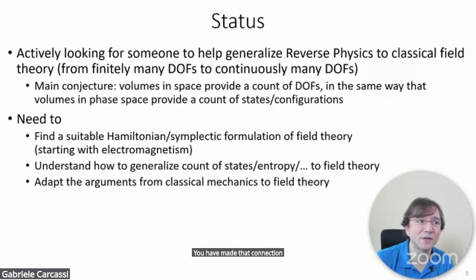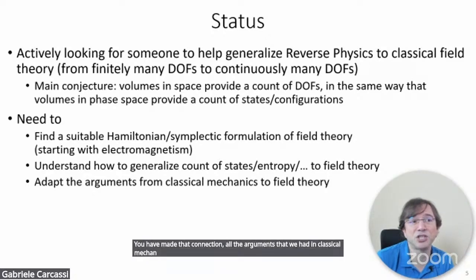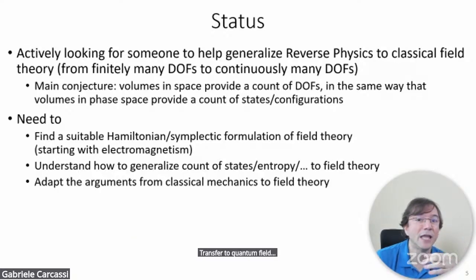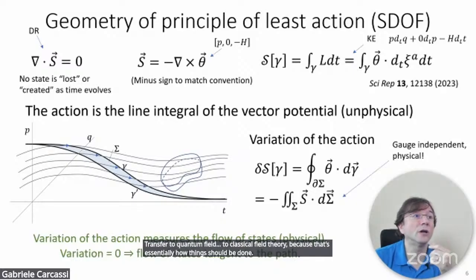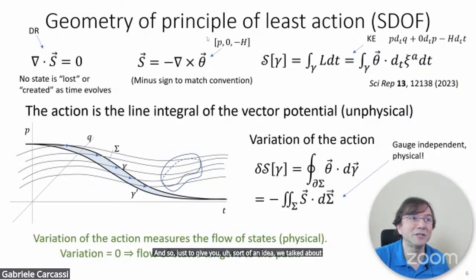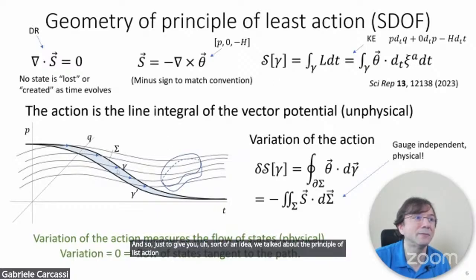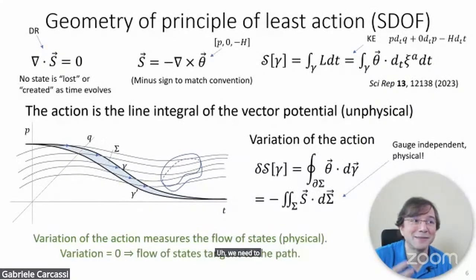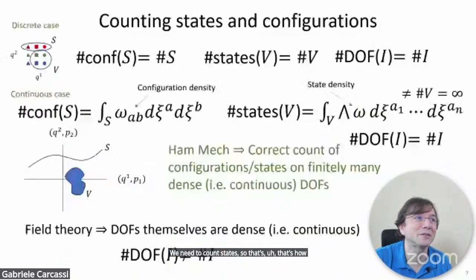all the arguments that we had in classical mechanics are just going to transfer to quantum field theory and classical field theory, because that's essentially how things should be done. And so just to give you an idea, we talked about the principle of least action as the variation of the action being the flow of the states through a surface. So it's basically, again, we need to count states. So that's how the action works.